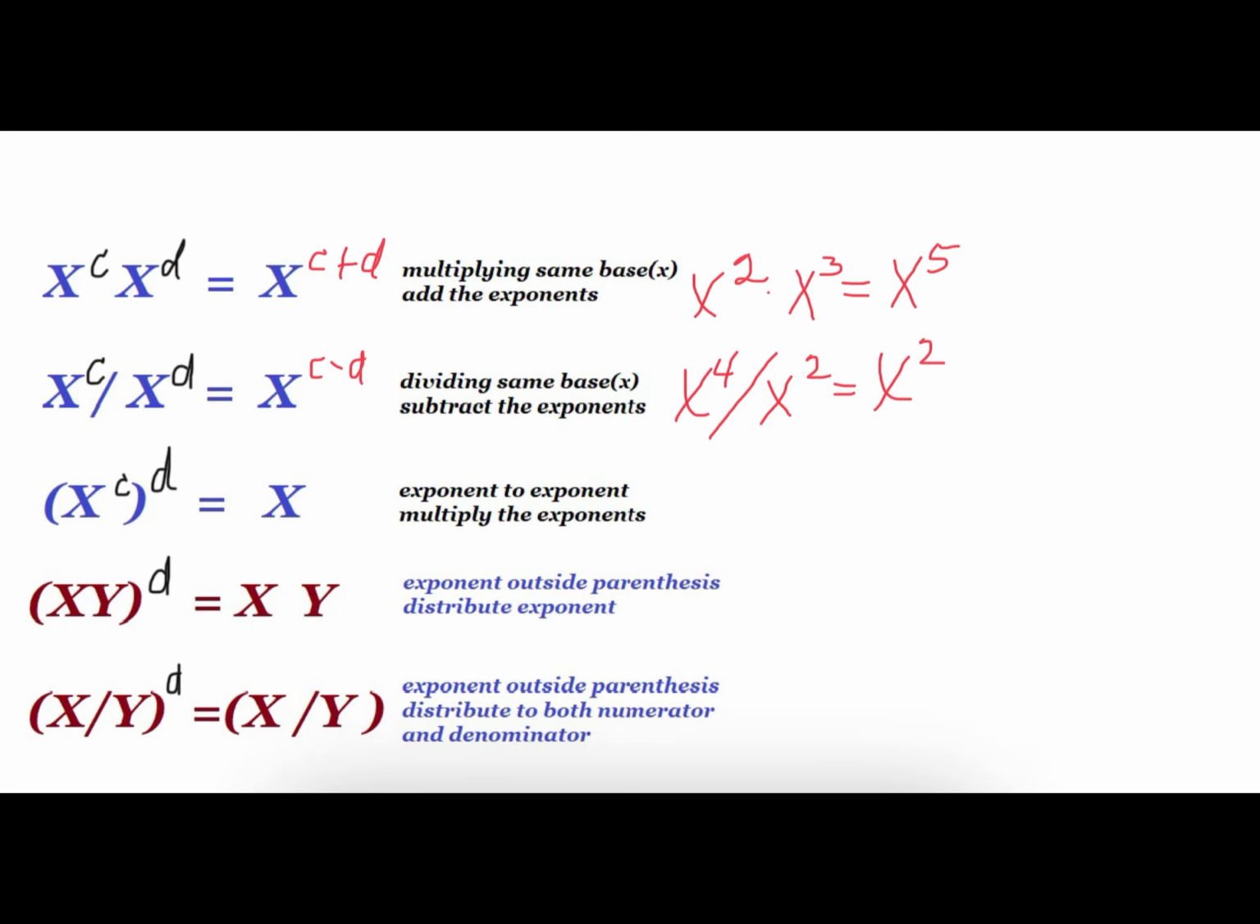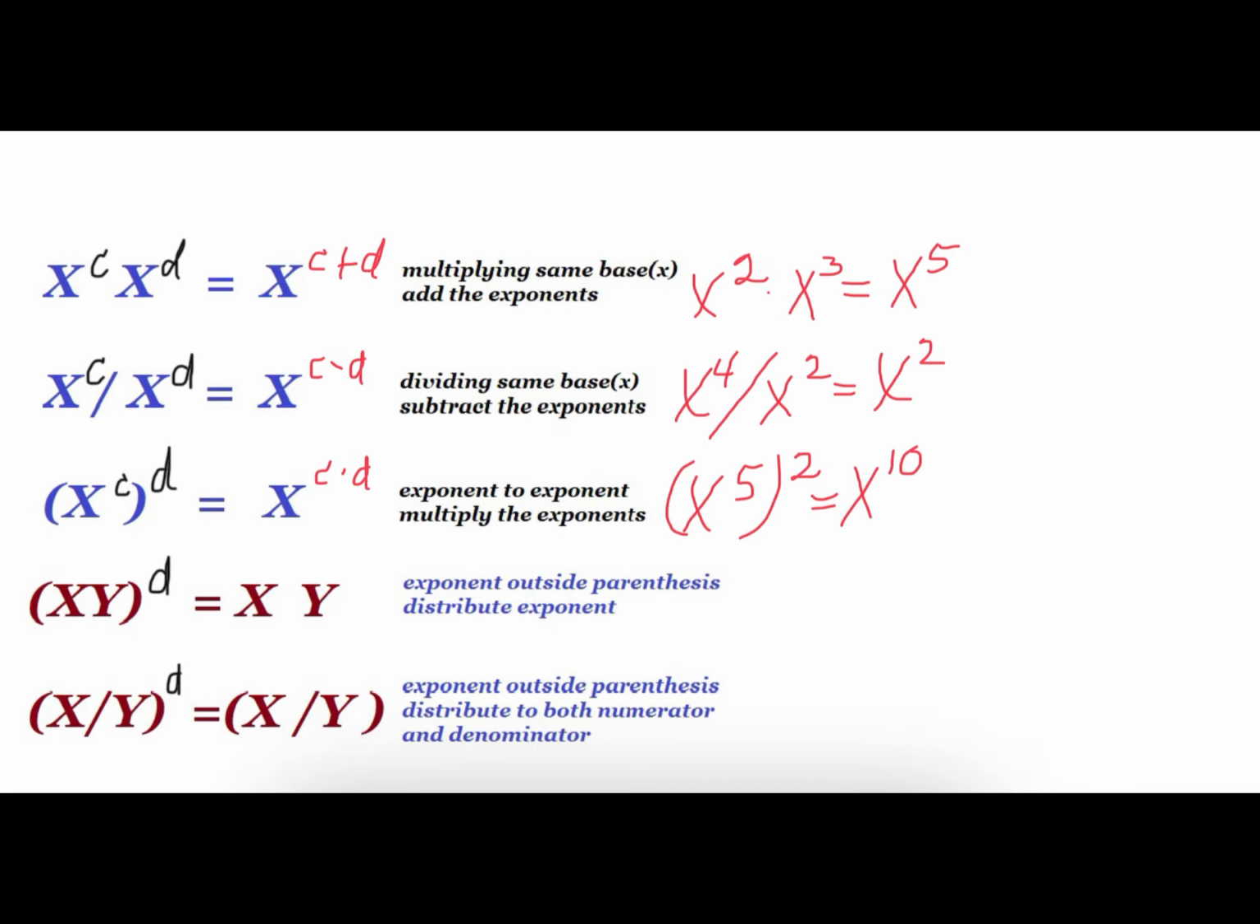So when you have an exponent to another exponent, you will multiply those exponents. So for example, if you have x to the fifth, you square that, then you multiply 5 times 2, and you will get x to the 10th power.